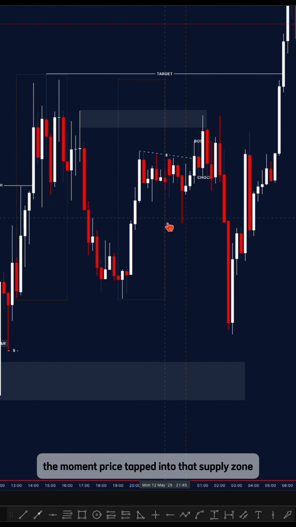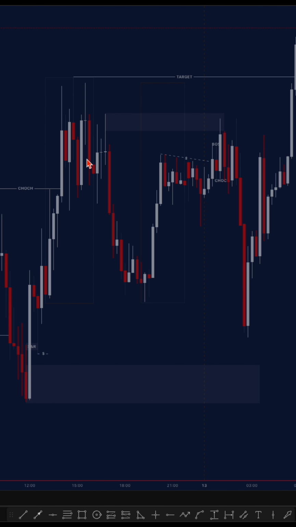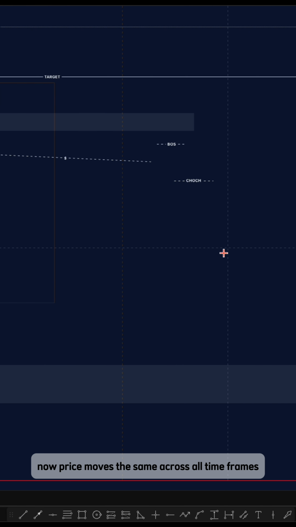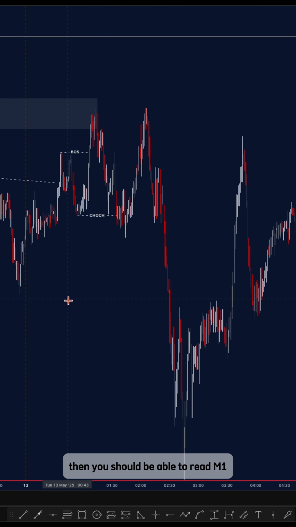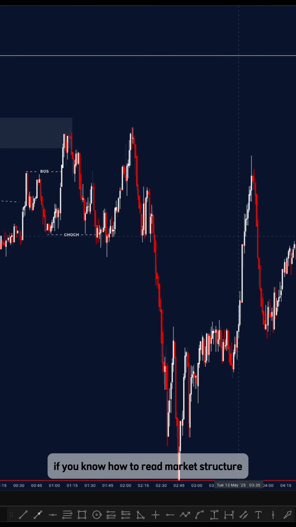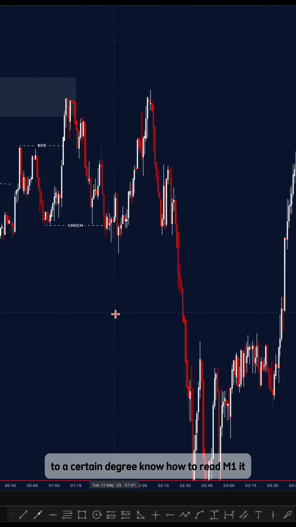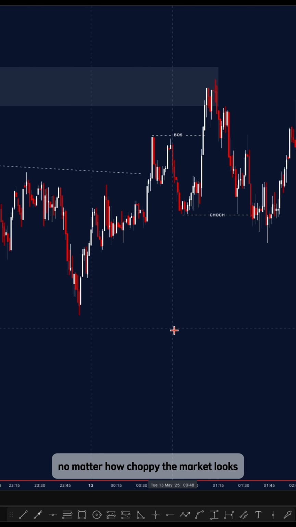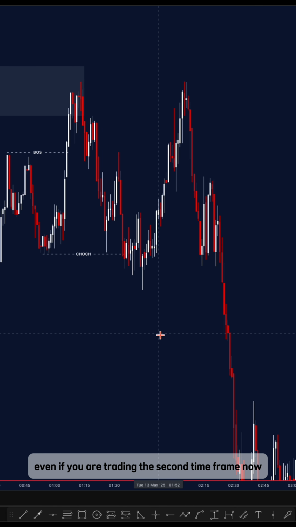Now, the moment price tapped into that supply zone, I went down to the M1. Price moves the same across all time frames. If you know how to read price action, then you should be able to read M1. If you know how to read market structure, then you should, to a certain degree, know how to read M1, no matter how choppy the market looks, because price will always present itself the same way, even if you are trading the second time frame.